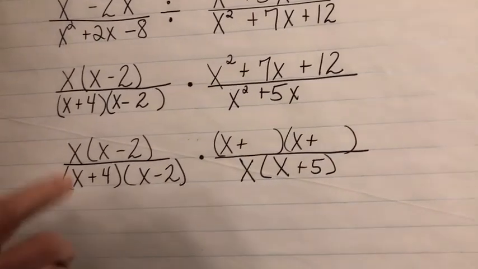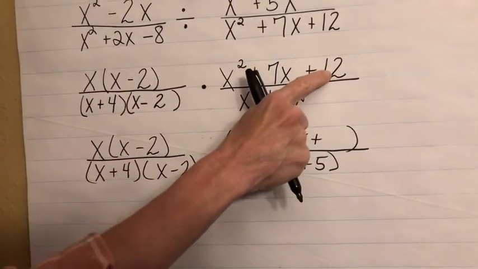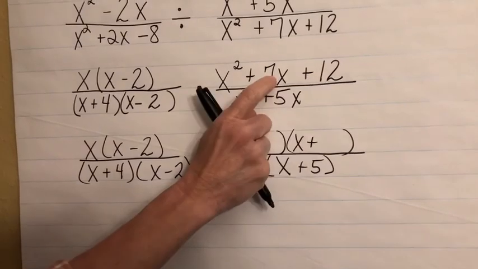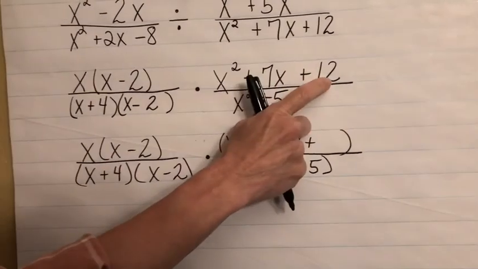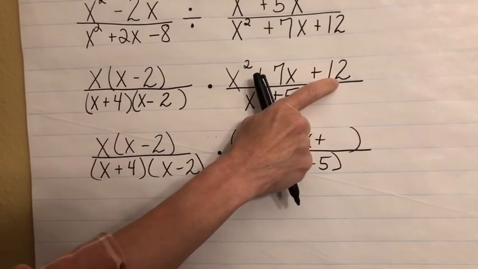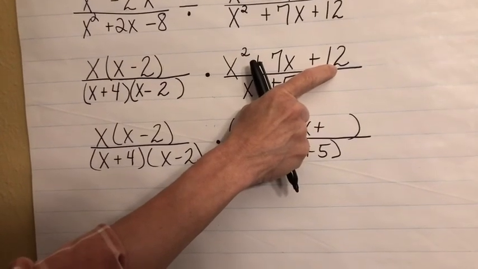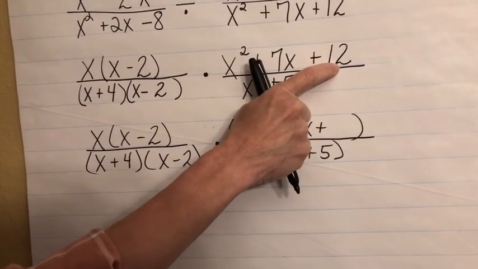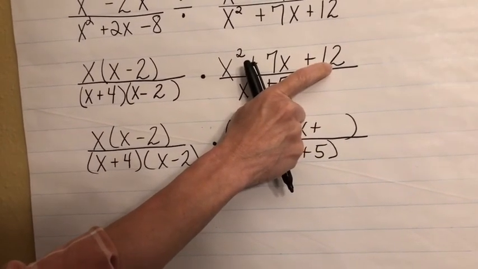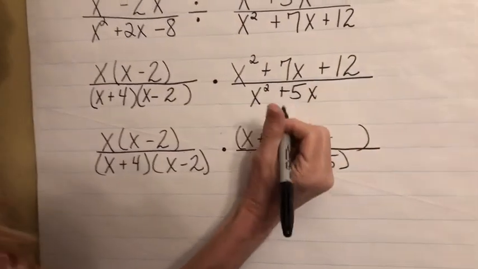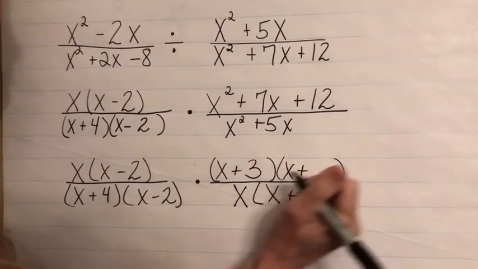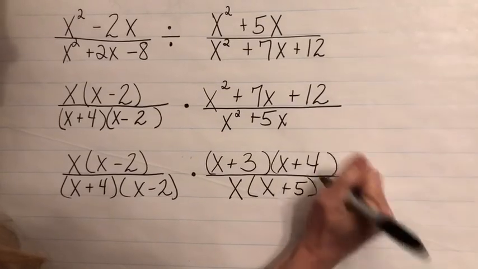Okay, so now I have to think it through. What are the factors of 12 that can add to get 7? So there's 1 and 12, that would be 13. There is 2 and 6, that would be 8. Or we could have 3 and 4. So I'm going to put my 3 and 4 because 3 plus 4 is 7.